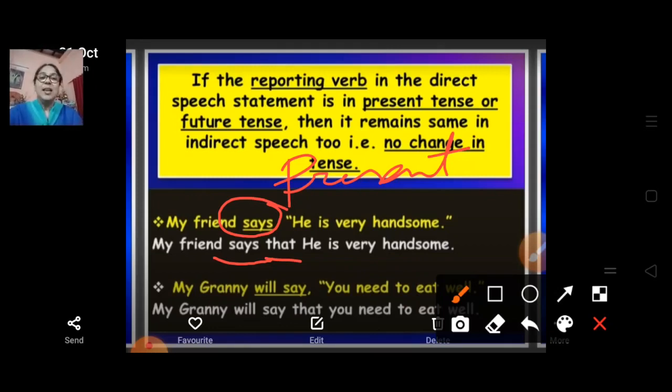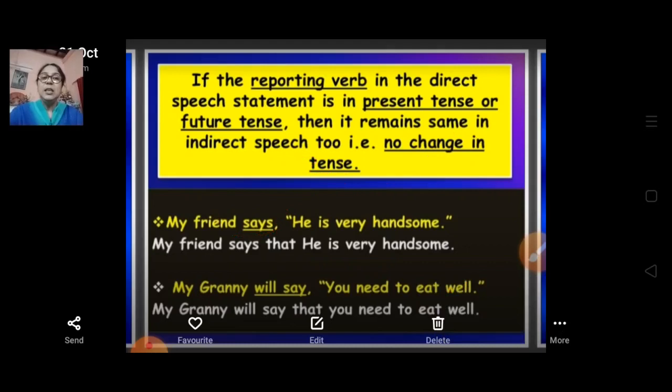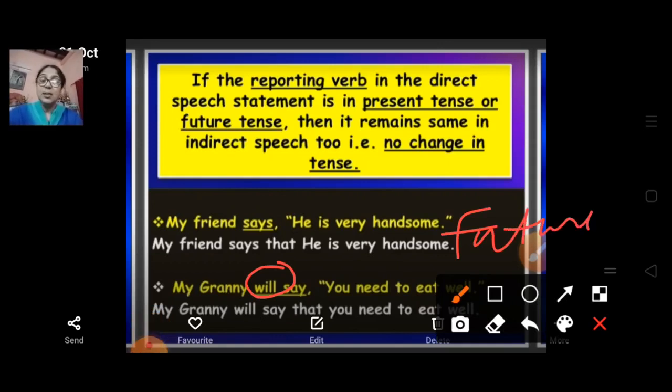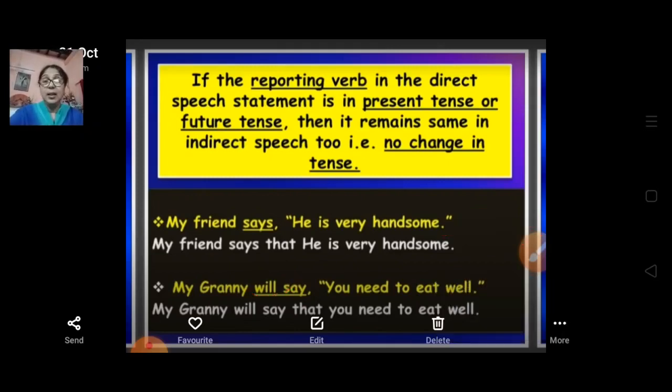Now, let's see the next example. My granny will say, "You need to eat well." Now here we can see that my granny will say is written in future tense. So, my granny will say, you need to eat well.